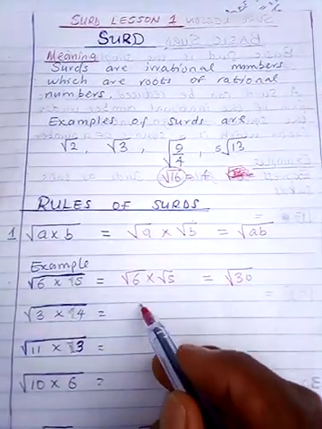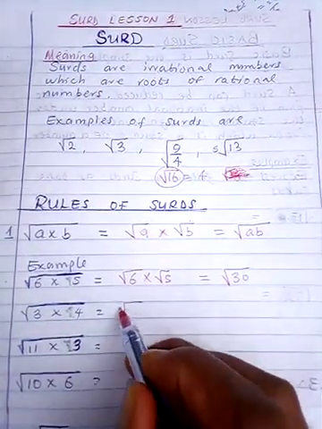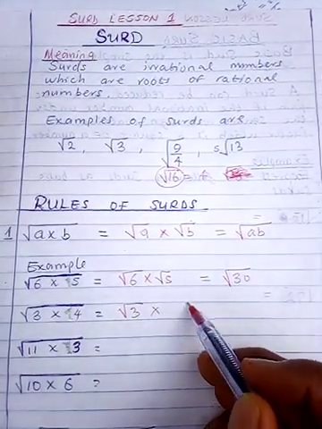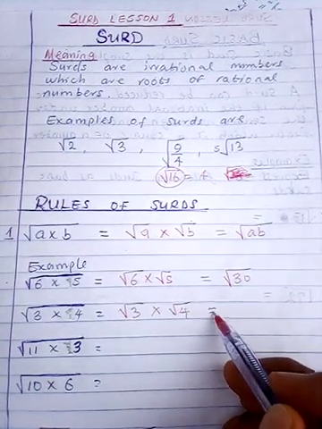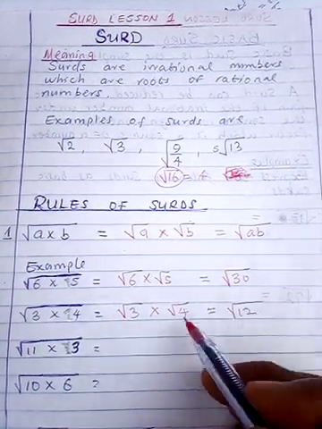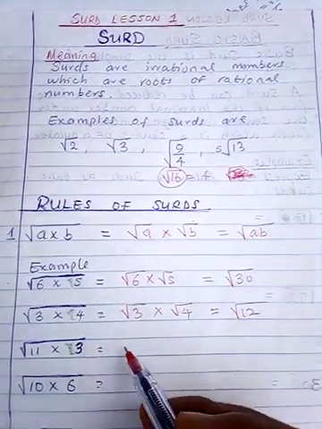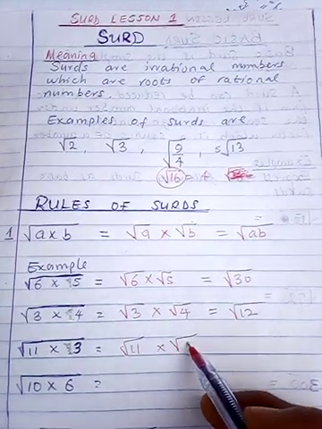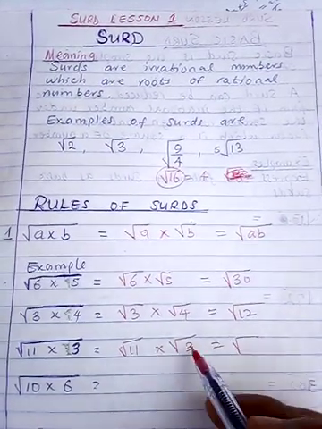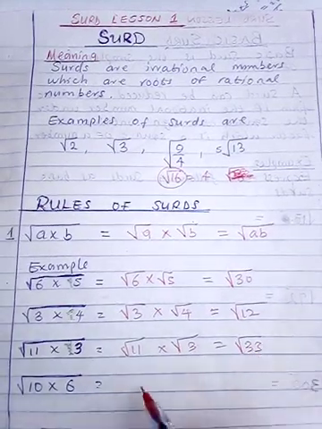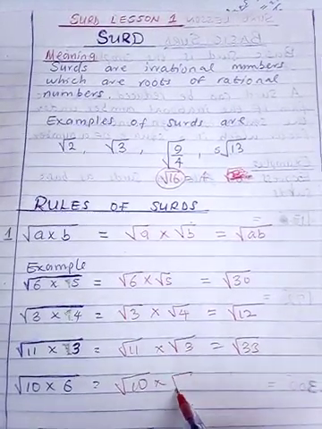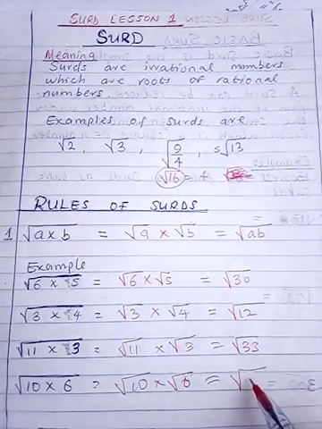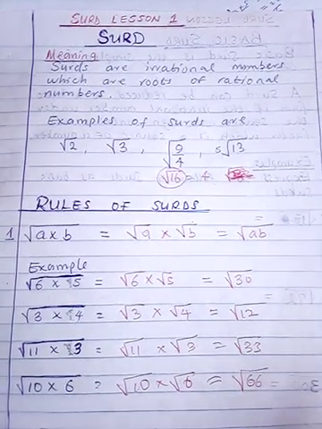Also, that means that this one is going to give us something like root 3 times root 4, or it can be written as root 12. That is when you multiply the two surds. This can also give us root 11 times root 3, or we also have it as 3 times 11, root 33. This can also be written as root 10 times root 6, or we simply write it as a single root, the root of 66, because 6 times 10 is 66.